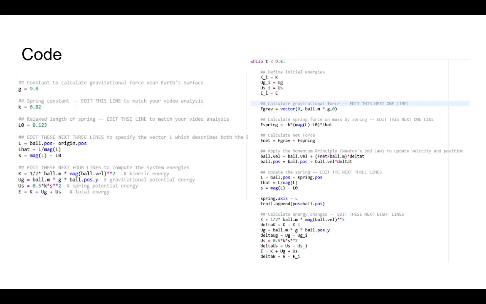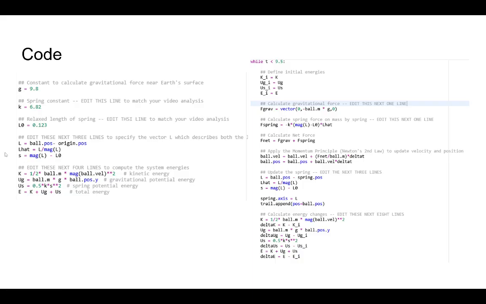That's to say that T is equal to 2 pi times the square root of m over k, which when you move around, you'll get that k is equal to 4 pi squared times mass divided by the period squared. You can do the same thing for the relaxed length of the spring, but I'm not going to go over that because there's a lot to talk about, so just know that it's 0.123.